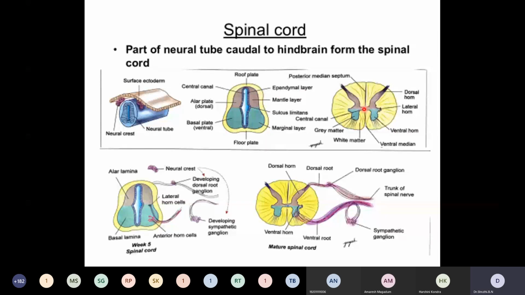You can see here the central canal becomes compressed and lies in the center. The mantle zone, which is next to the ependymal layer, forms the gray matter, because in the gray matter you get the cell bodies of the neurons. Here you get neuroblasts and spongioblast cells. All the cell bodies are here, but the processes run in the next layer, that is in the marginal layer. All these processes are myelinated, and that gives the whitish appearance.